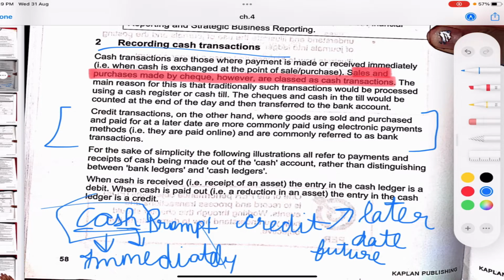For the sake of simplicity, the following illustrations show receipts of cash being made out of the cash account, rather than distinguishing between bank ledgers and cash ledgers.